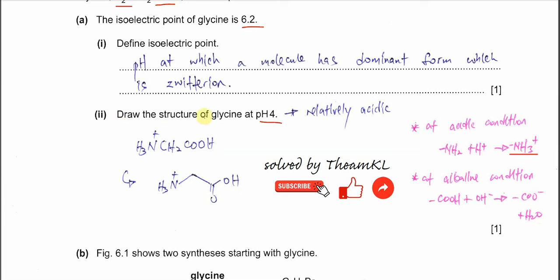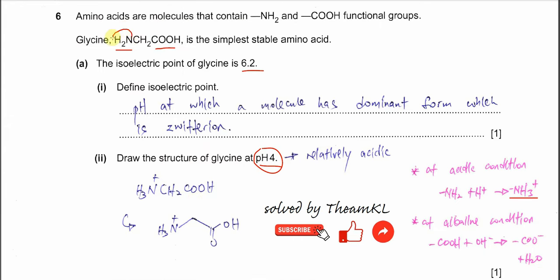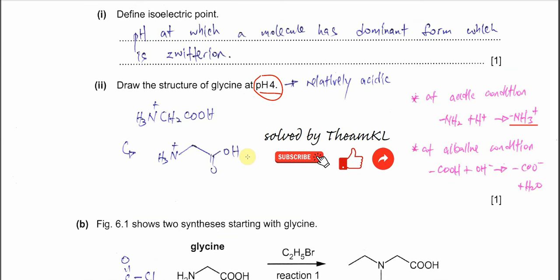Because here it is given pH 4, again relatively more acidic than the isoelectric point, it means the NH2, this group here, will gain H plus to form ammonium. So you just need to draw this structure. You can give this one or this one. This is the answer in the mark scheme. So it will form this ion. The carboxylic acid has no change. Only the NH2 now gains protons to form ammonium.